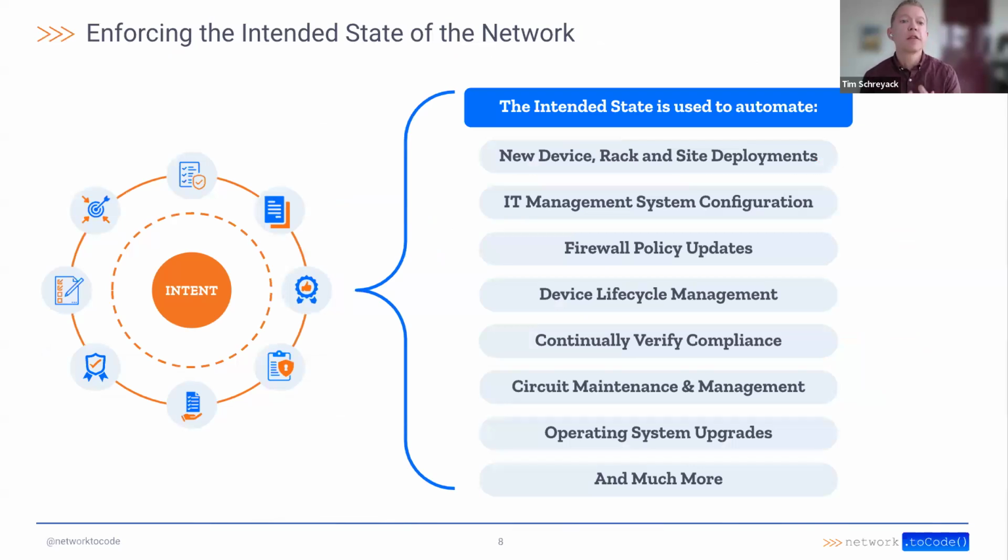So, enforcing the intended state of the network. The intended state can be used to automate any number of components, or basically all of the components that we see in our traditional world. So new device and rack site deployments, for example, our IT management system configuration, firewall policy, device lifecycle, all of the components that we're using can be informed and driven from this intended state.